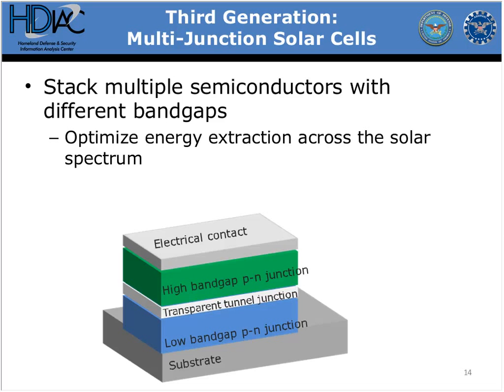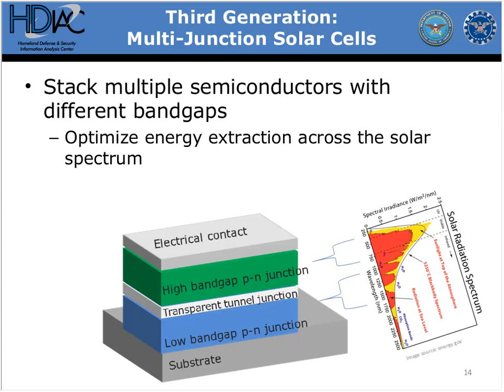What they do is they stack a high band gap junction to get the high energy photons on top of a low band gap junction to capture the leftover photons, the lower energy ones. And the end result is that you can get efficiencies that currently in the lab go up to 46%, double that of the best silicon. And the theoretical efficiency limit of these sort of cells goes up to over 80%, which is mind-boggling.